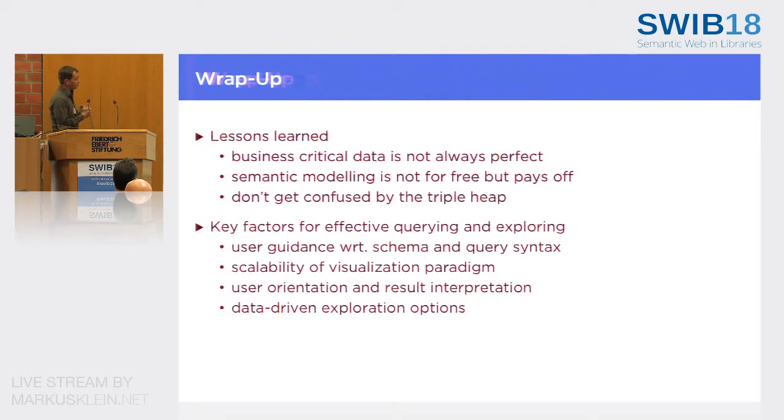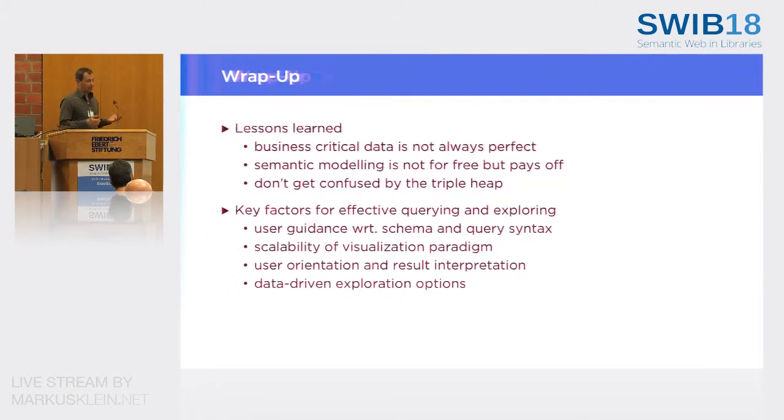Okay, so what are our lessons learned in our group? That business critical data is not always perfect, so we always have to cope with data issues, which you find out when you import your data to the schema, or even later by exploring the data. It's not for free, building a semantic model that really covers your domain, but it pays off in the end. That's our lesson we learned.